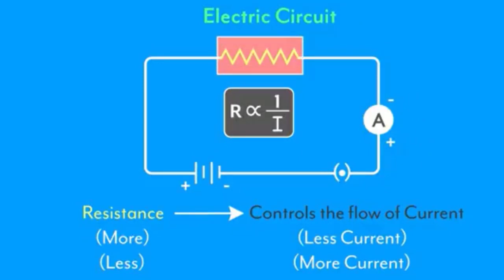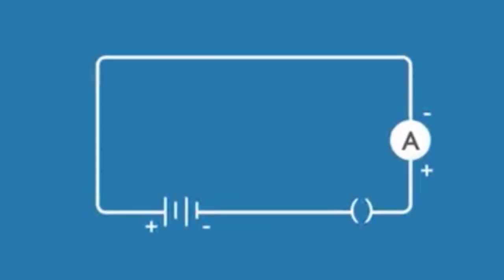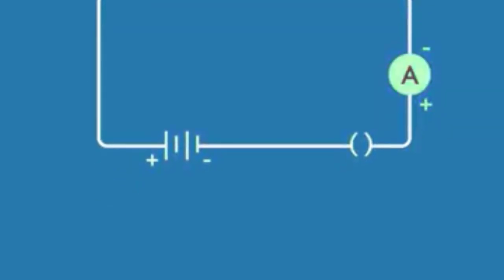What are the factors on which the resistance of a conductor depends? When can we say that the resistance of a conductor is more or less than that of another? Let's do a small activity to understand this. Take a small electric circuit like this one, which has a plug key, a power source and an ammeter.